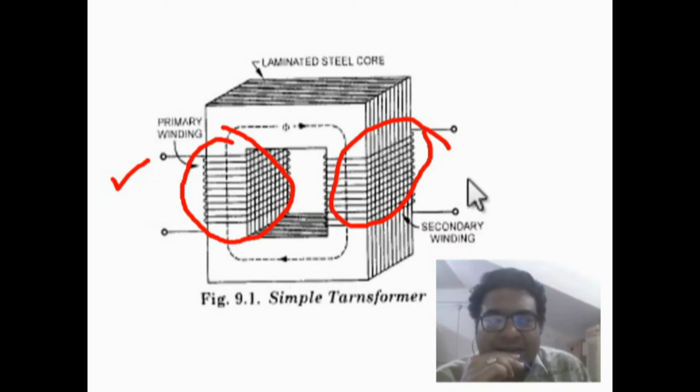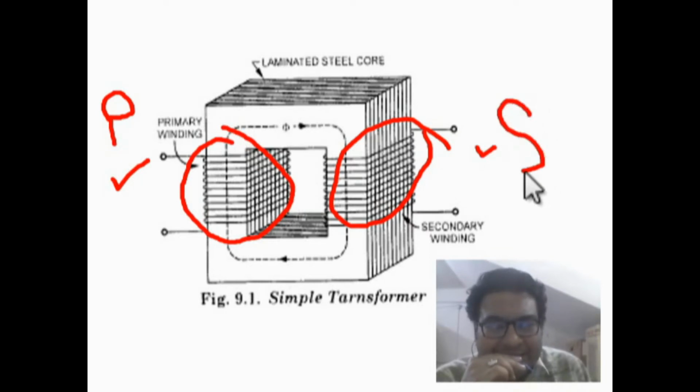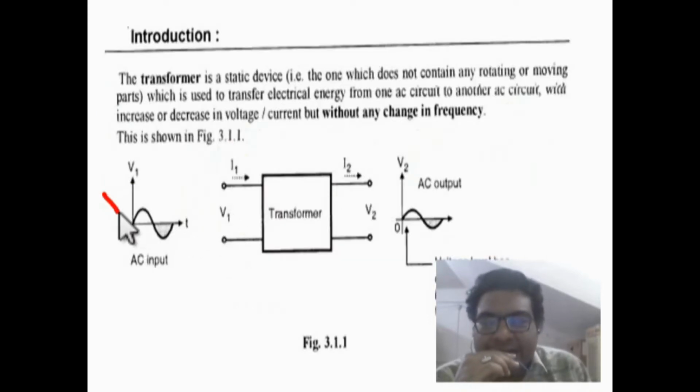Suppose this is the primary side and this is the secondary side, so primary is denoted by P and secondary denoted by S. This will be called the supply side or supply end, and this will be called the load end. Single phase AC supply will be provided through these terminals and the load will be connected across these terminals. You can see this is the AC alternating supply, so this is the input. You can see this is the primary winding and these are the secondary terminals. This is the secondary winding.